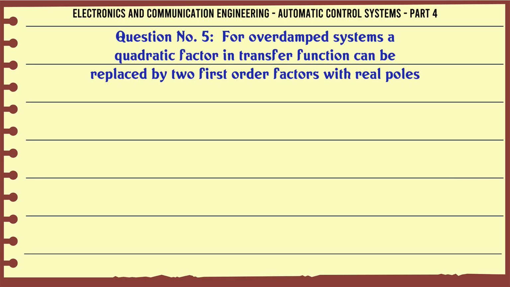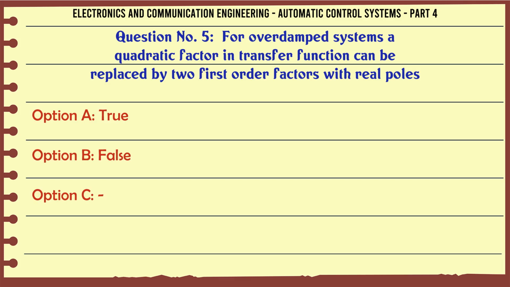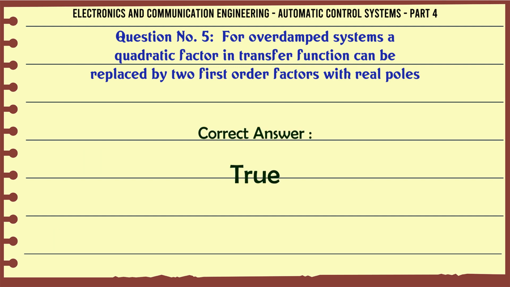For overdamped systems, a quadratic factor in the transfer function can be replaced by two first-order factors with real poles. A. True. B. False. C. D. The correct answer is true.